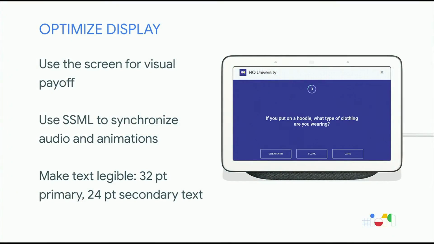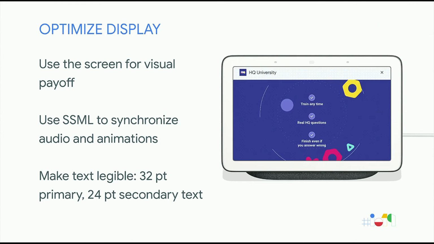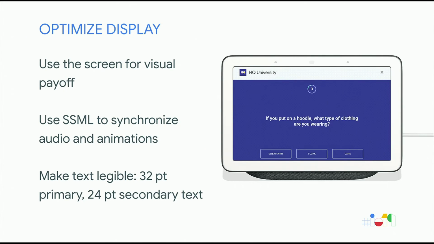Optimizing your display is important. With a visual display that is ripe for visual payoff, make sure that you use SSML and other tools to really maximize the payoff and synchronize your audio with your video animations. Again, understand that these devices can be viewed at multiple viewing angles and distances, so make sure that your text is sized correctly.